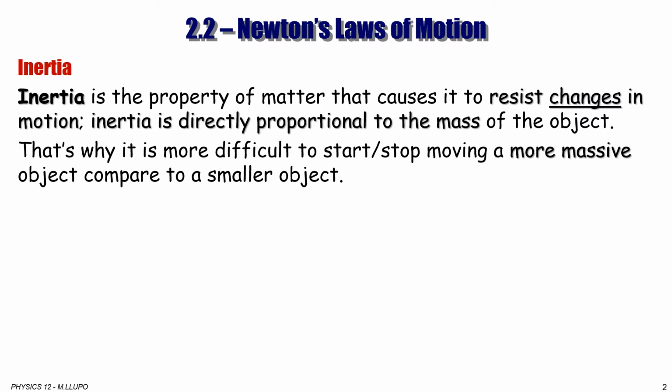The first Newton law is very connected to inertia. That's why sometimes we call the first Newton law the law of inertia. Inertia is a property of matter that causes it to resist changes in motion. Inertia is directly proportional to the mass of the object. That's why it's more difficult to start or even to stop moving a more massive object compared to a smaller object.